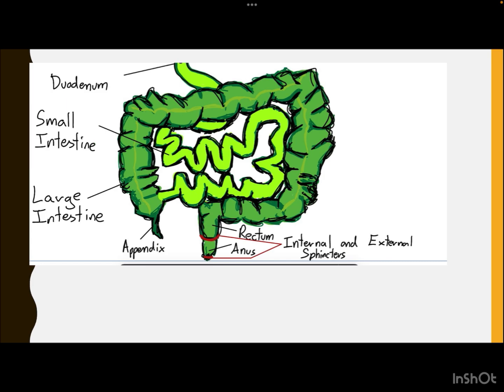Now, notice how you have the internal and external sphincters around the anus and the rectum in the diagram. So what are their functions? Well, once the feces pass through the large intestine, they will be stored in the rectum, waiting to be disposed of. The internal sphincter is an involuntary muscle and is partially contracted automatically to prevent feces from escaping and keep the anus closed. On the other hand, we have the external anal sphincter, and this is a voluntary muscle that will allow you to control when to go to the toilet.